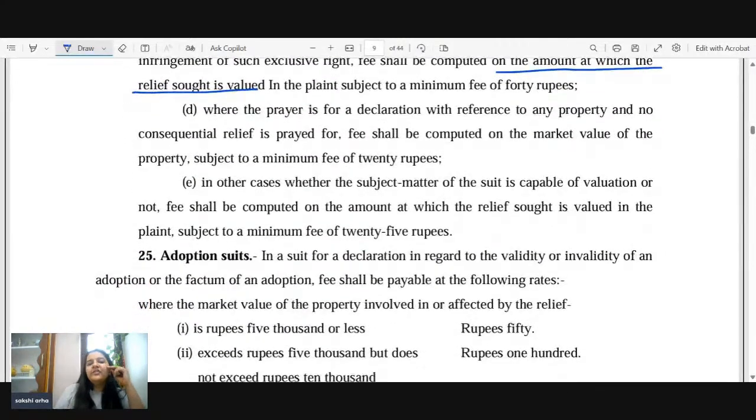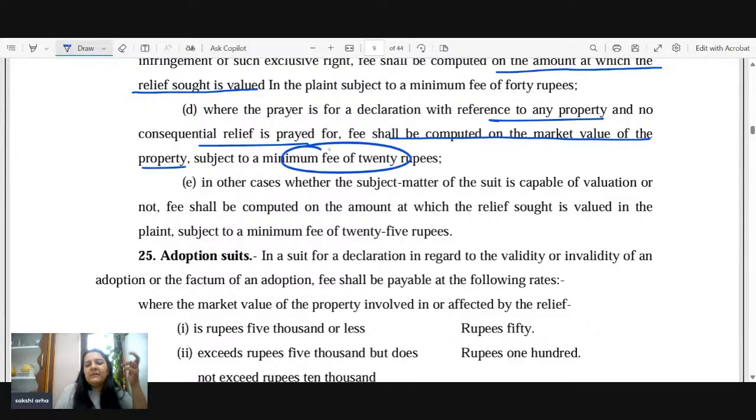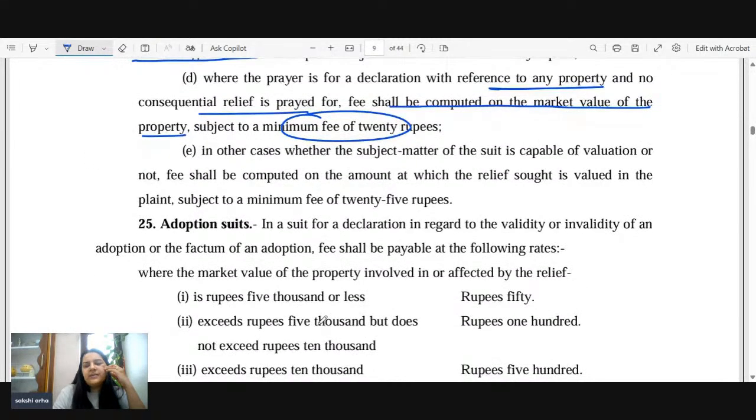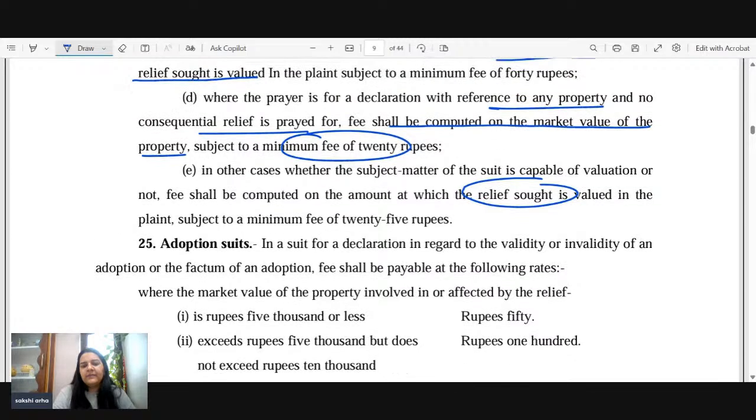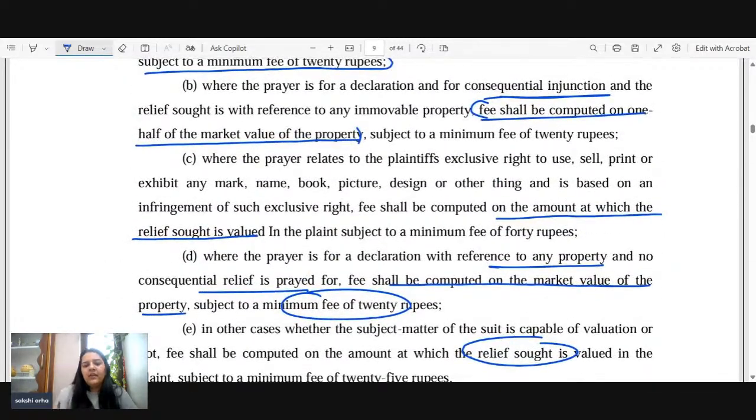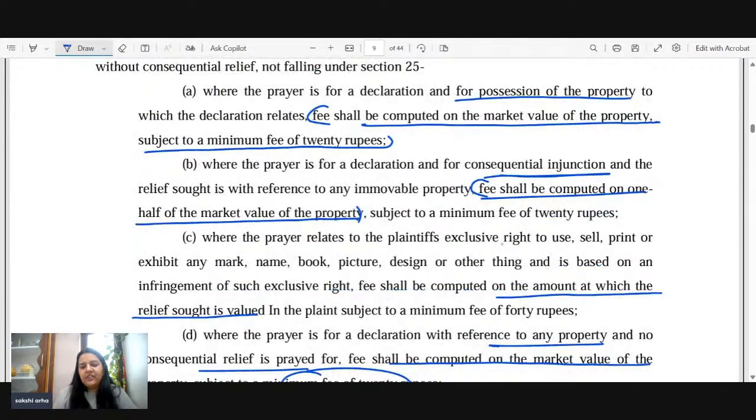Where the prayer is for declaration with reference to any property and no consequential relief is prayed, the prayer is for a property and there is no consequential relief, then the fee shall be computed on the market value of the property, but minimum 20 rupees. In other cases, whether the subject matter of the suit is capable of valuation or not, in any other matters, the fee shall be computed on the relief sought, but minimum 25 rupees. And in this one, when it is for picture, design and all, minimum 40 rupees fee should be there. So all these are minimum fees. But apart from that, this is how we will decide the fee.